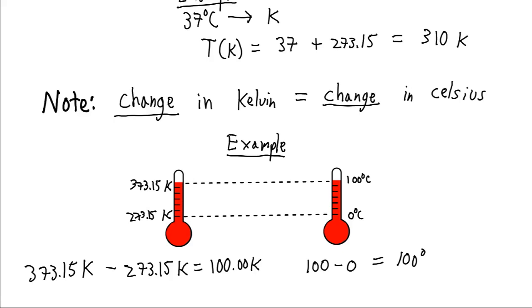But if we just had 100 degrees Celsius here on this thermometer, that's not the temperature in kelvins. That temperature is 373.15. So whenever there's two temperatures that we're taking the difference of, then it's the same. When we're just considering one single point on our thermometer though, then that's where we have to use our conversion equation.